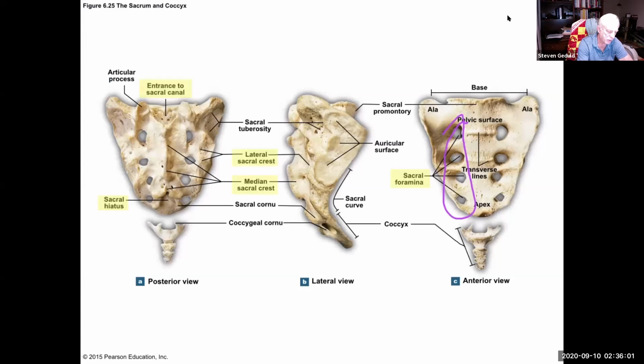Okay, here's your sacral curve we talked about, which helps balance the body. This is the median sacral crest. Okay, that's towards the midline. This is the lateral sacral crest. So again, here's your median sacral crest right here. And this is your lateral sacral crest, like a hilltop. Median just means in the midline, lateral to the sides. Okay, this is the entrance to the sacral canal, right on the top.